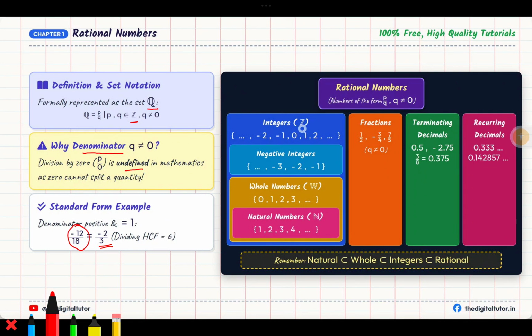Integers are represented by the letter Z. Integers consist of negative integers, whole numbers, and natural numbers. Whole numbers are denoted by the letter W, whereas natural numbers are denoted by the letter N.